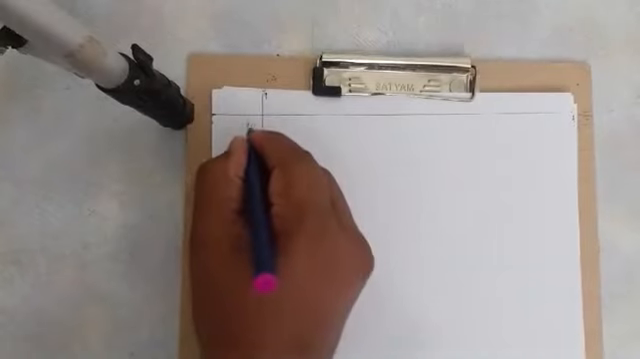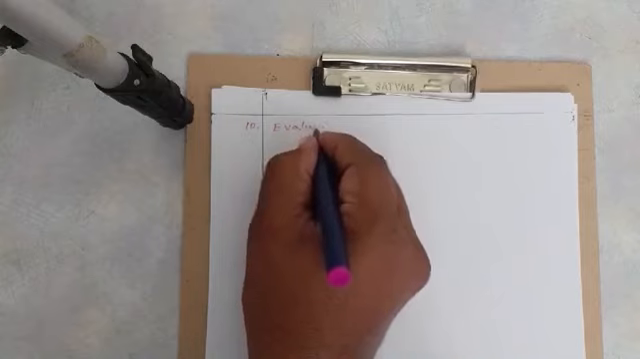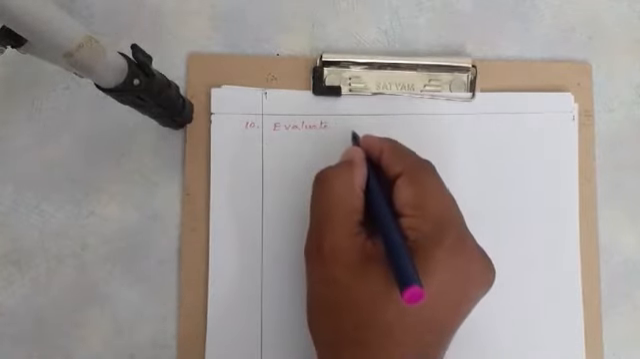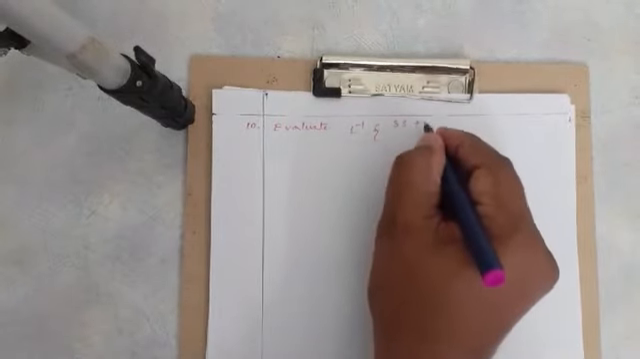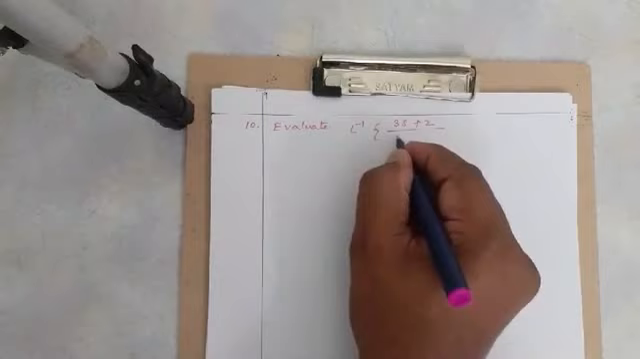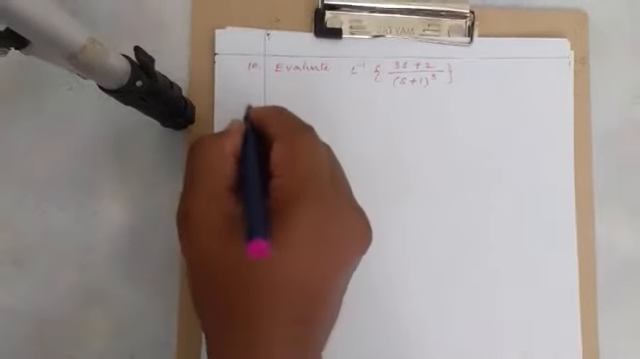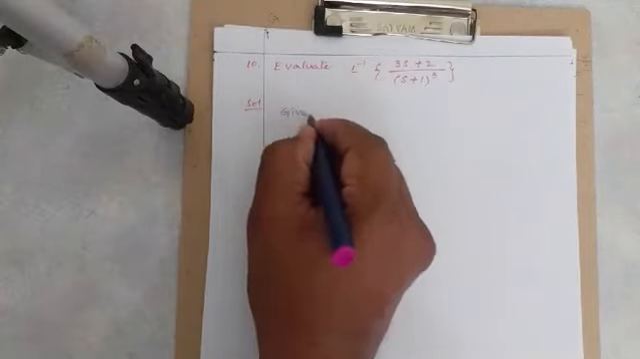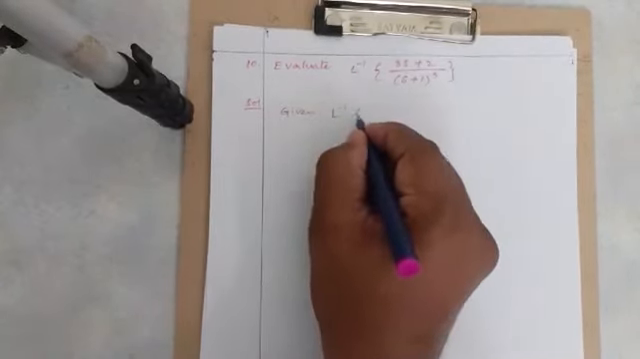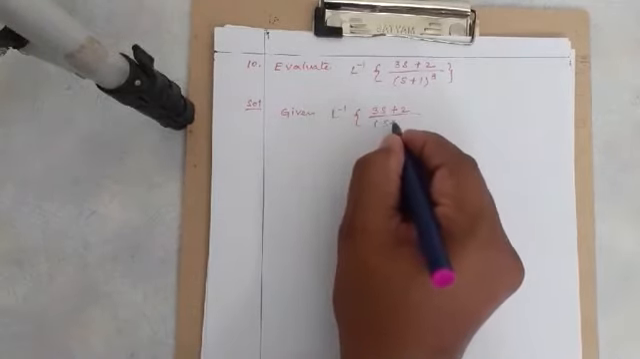The 10th problem is: evaluate L inverse of 3s plus 2 upon s plus 1 whole cube. Okay, so this is the problem. Now we find the solution of this problem. Now let us write first what is given. Given L inverse of 3s plus 2 upon s plus 1 whole cube.